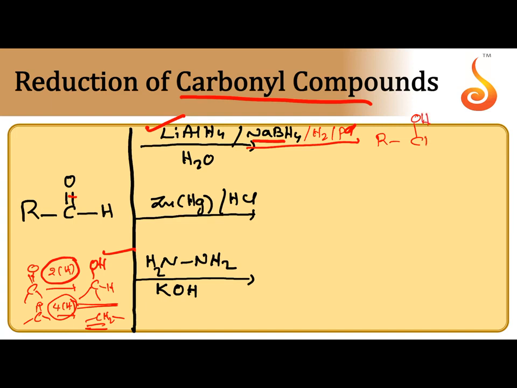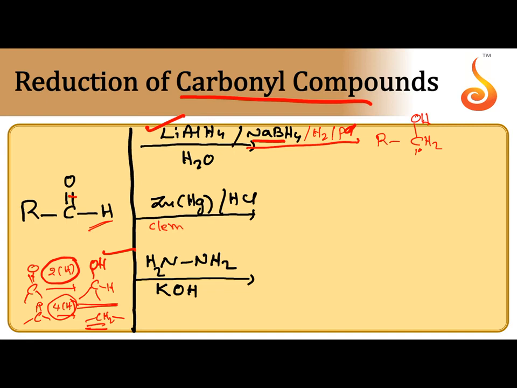RCHO becomes RCH2OH. If it is ketone, we can get RCH(OH)R, means secondary alcohol. From primary aldehyde, we can get primary alcohol. If it is ketone, we can get secondary alcohol. Next one, carbonyl compounds are reduced to alkanes by two methods.